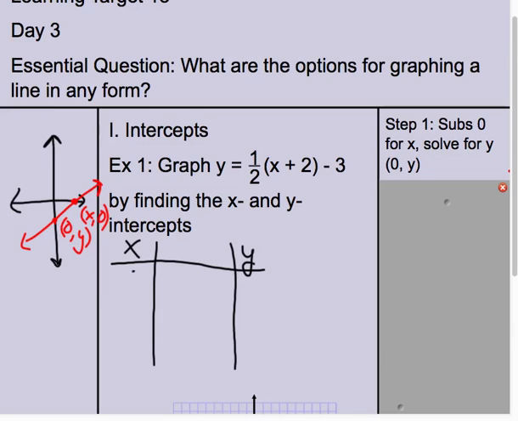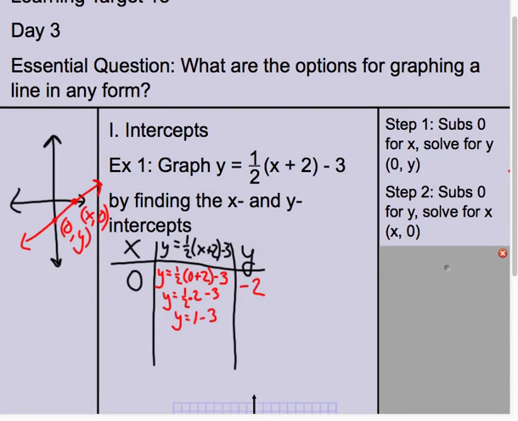First, we're substituting 0 for x. In the middle, we're going to show our work, and we'll solve for y. So substituting 0 in for x, and then just simplifying. 0 plus 2 is 2. Half times 2 is 1. So we got 1 minus 3 is -2.